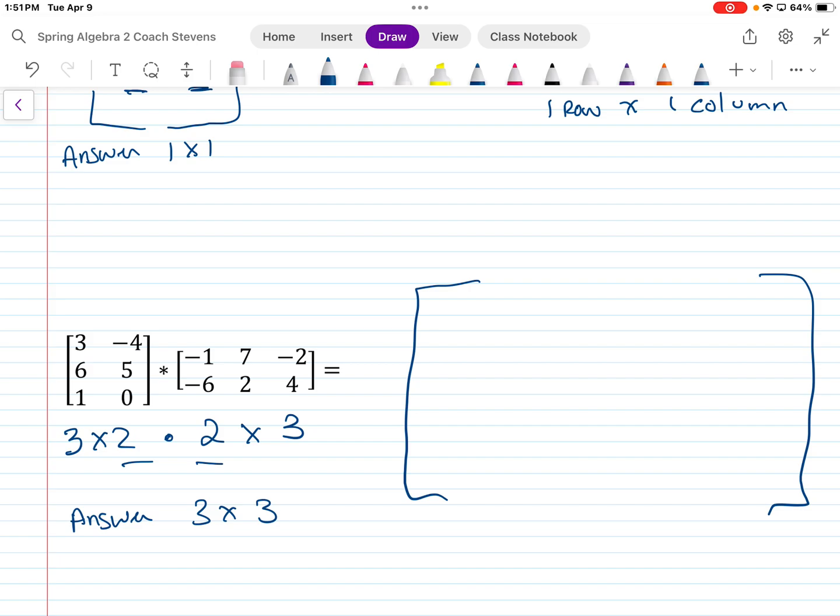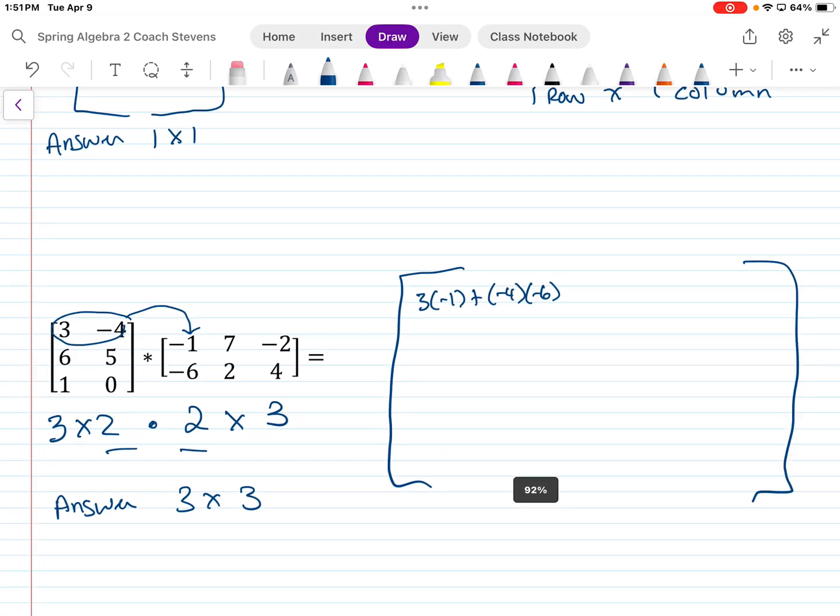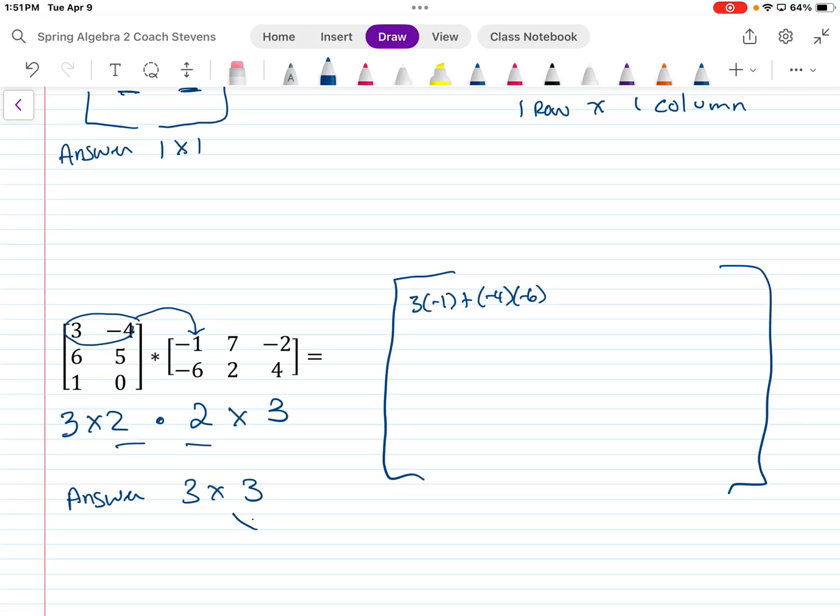And again, we'll take our time. Top row gets multiplied to the first column. So that would be 3 times -1 plus -4 times -6. That's the top left. Remember, a 3 by 3 means that there are 9 cells. There's 9 cells on the inside.